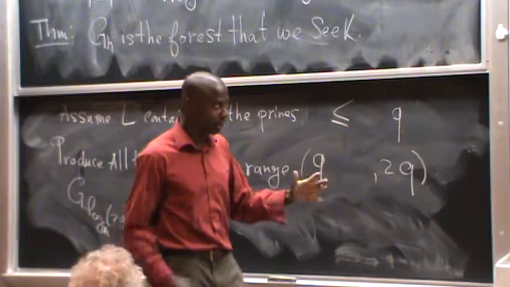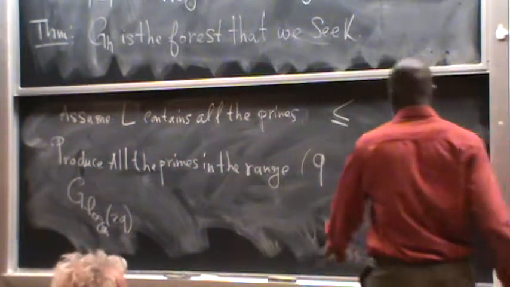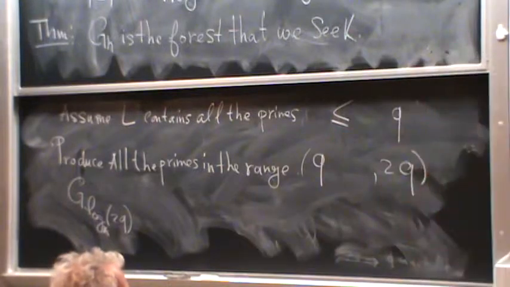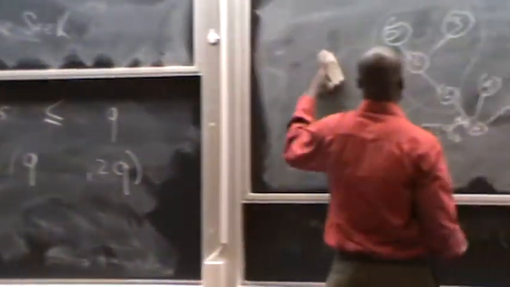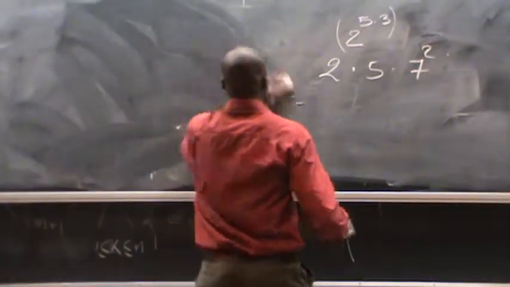Do we agree? So let's actually look at a specific example to see what the algorithm does. So let's say n was 10.